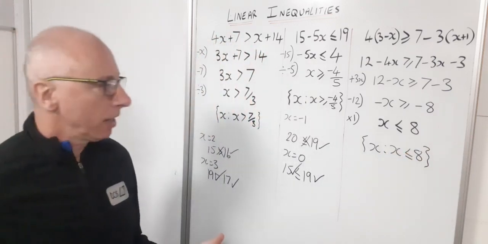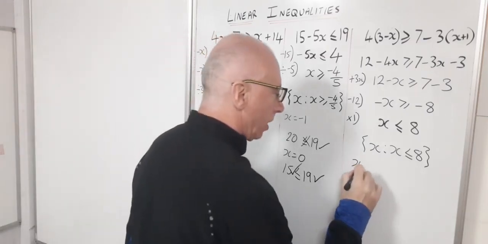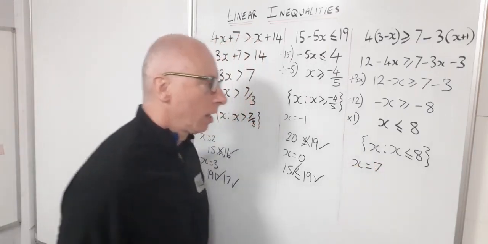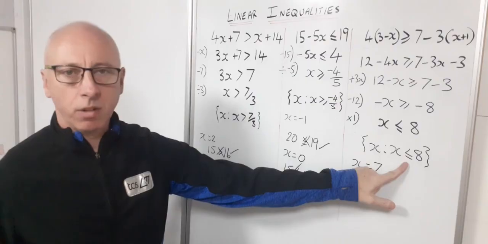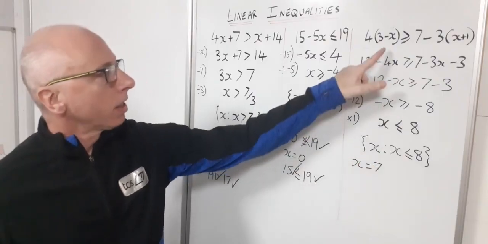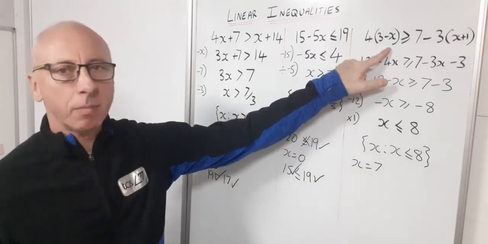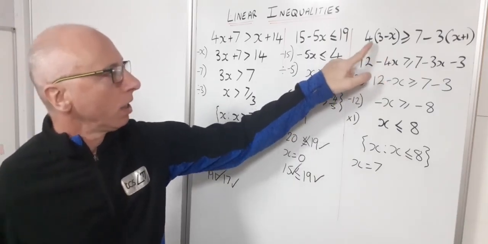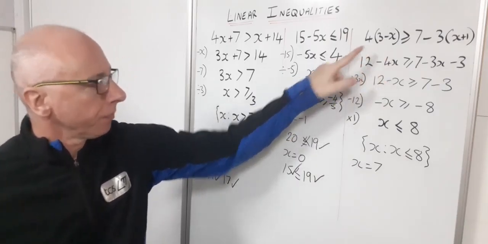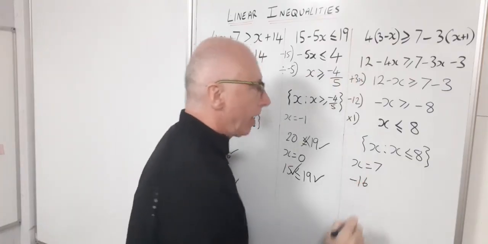So let's try some values. Let's try if x equals 7. So that should work for x is less than or equal to 8. So let's try 7. 4 times 3 minus 7. 3 minus 7 is minus 4. So that gives us minus 16. So let's just write that down there.